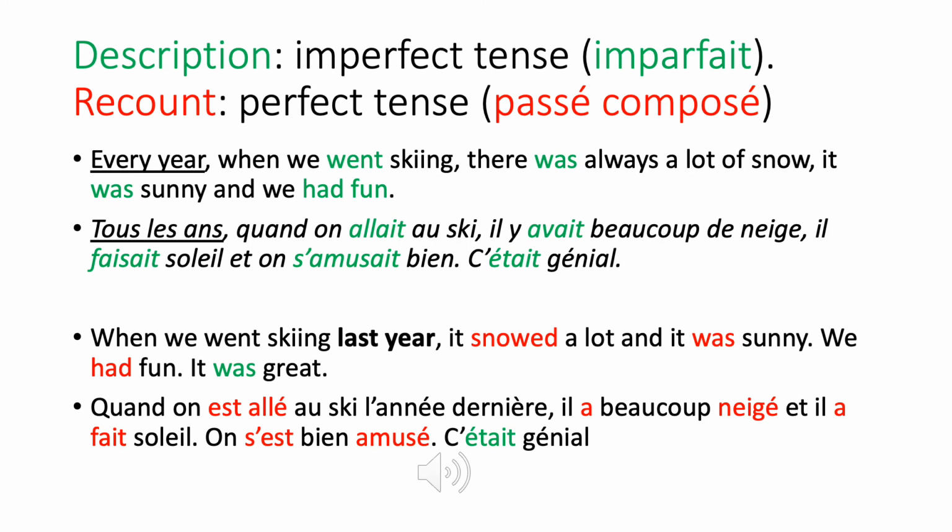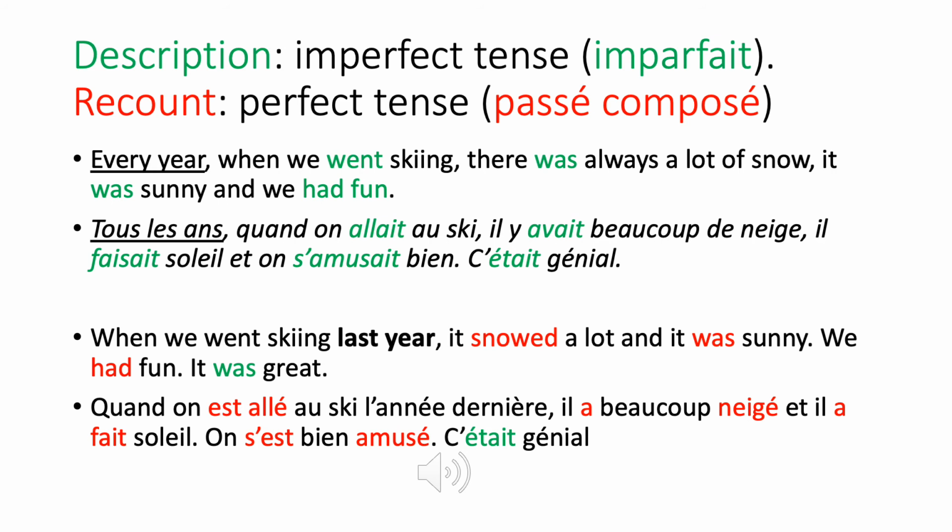So in your first example here, you're obviously doing a description. All the things you're talking about are to do with description. Whereas in the second sentence, you're referring to a specific time in the past. You're talking about last year. So last year you went skiing, it snowed last year, it was sunny last year, and when you went skiing at that particular time, you had fun.